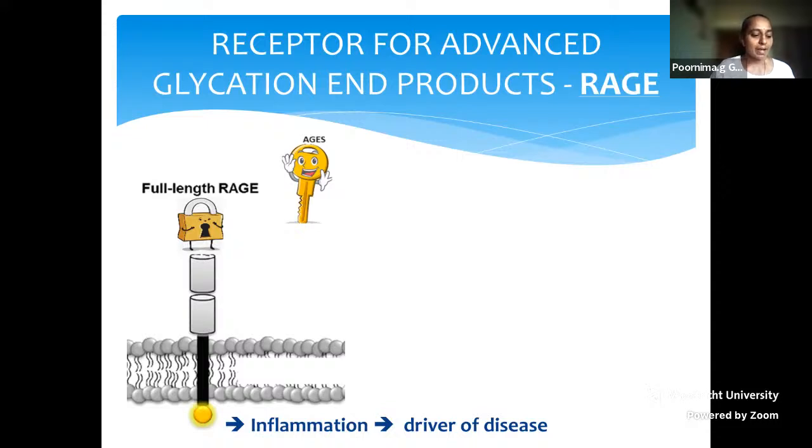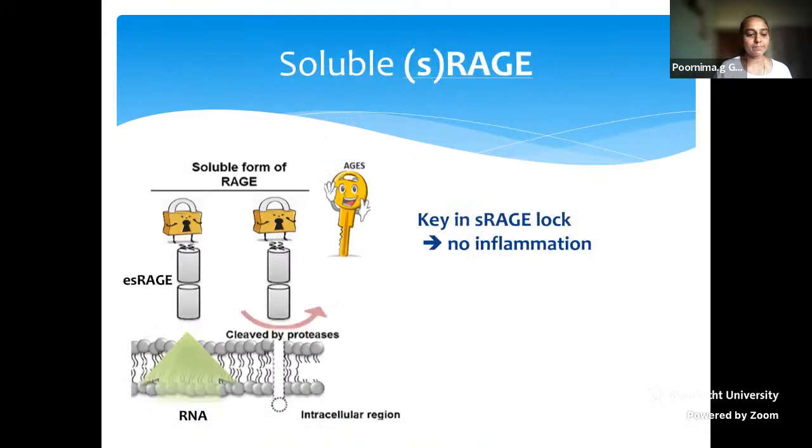In the schematic on the slide, RAGE is represented as a lock and the advanced glycation end product as a key. Once the key is in the lock, it turns on the signaling within the cells, which leads to inflammation and damage, two important components that drive COPD.